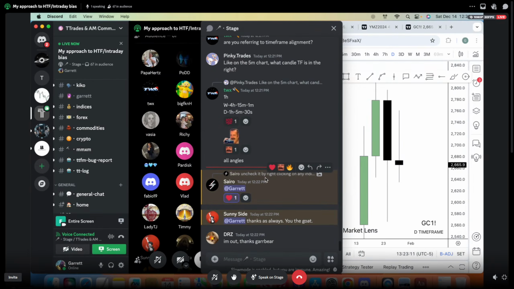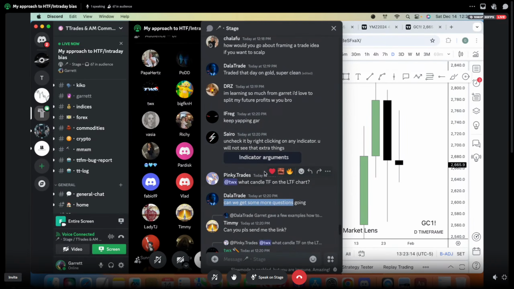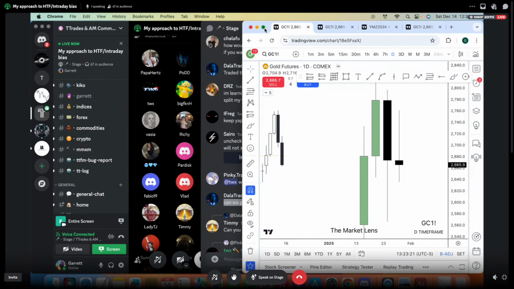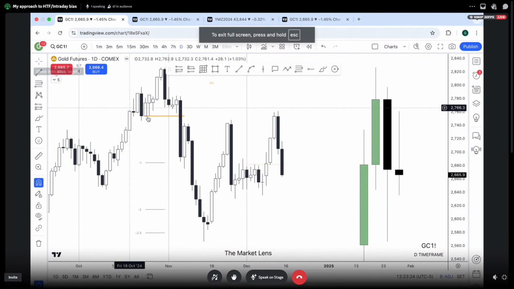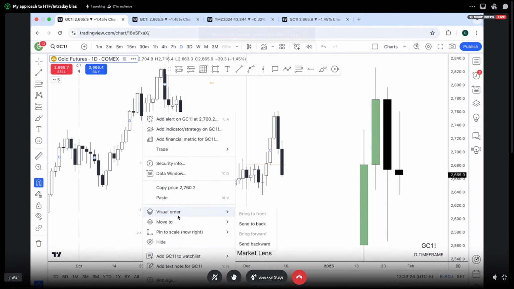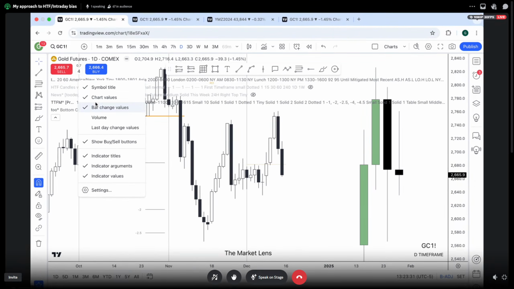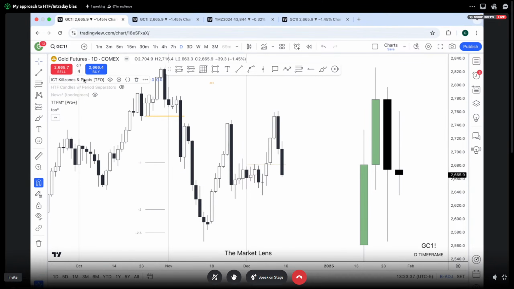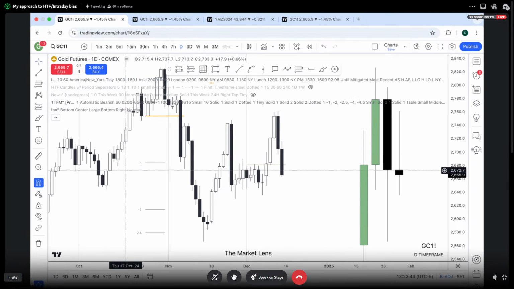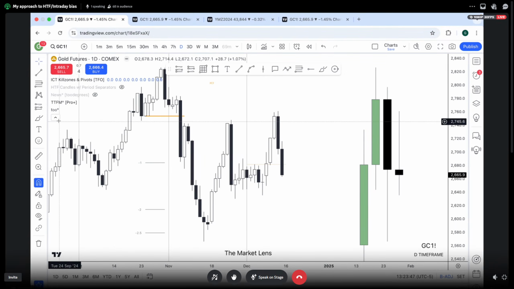What is this? Uncheck it by right clicking on the indicator. Wait, what extra thing? I don't know what you're talking about. Oh, I see. Thank you. Okay. Yeah, that's way better.